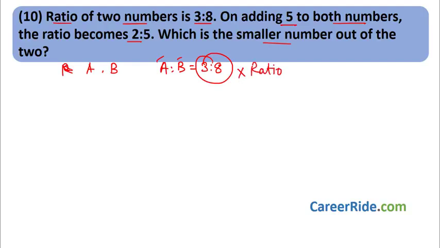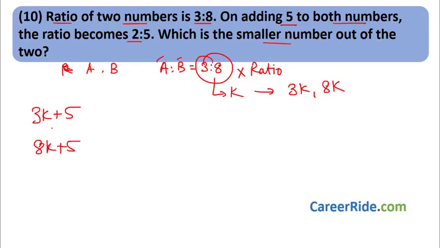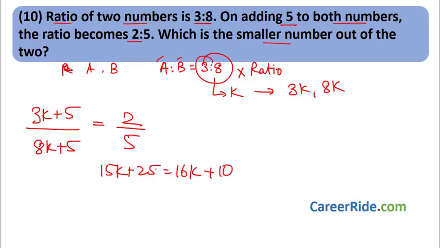So what are the actual numbers if this is the ratio? Let the common factor be k. So the actual numbers are 3k and 8k. Now they say that on adding 5 to both numbers, we get 3k plus 5 and 8k plus 5, and the ratio becomes 2 by 5. That means the ratio of the first number to the second number becomes 2 upon 5. Let us solve. What do we get? 15k plus 25 equals 16k plus 10. That gives 25 minus 10, which is 15, equal to k. The value of k is 15.